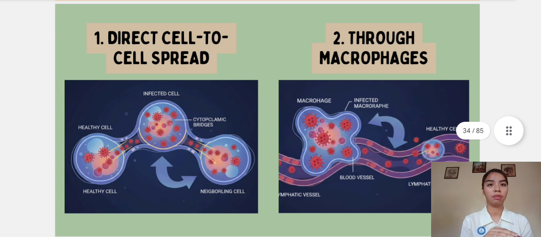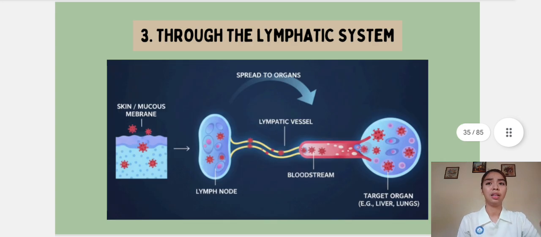Next, we have spread through macrophages. In our illustration, we have the large macrophages, or our white blood cells. These macrophages should be eating or phagocytosing these viruses, but some viruses are strong enough to survive inside the macrophages. While they're inside the macrophages, these viruses use them to travel along the blood. Once they're in the blood, they can enter the lymphatic system.